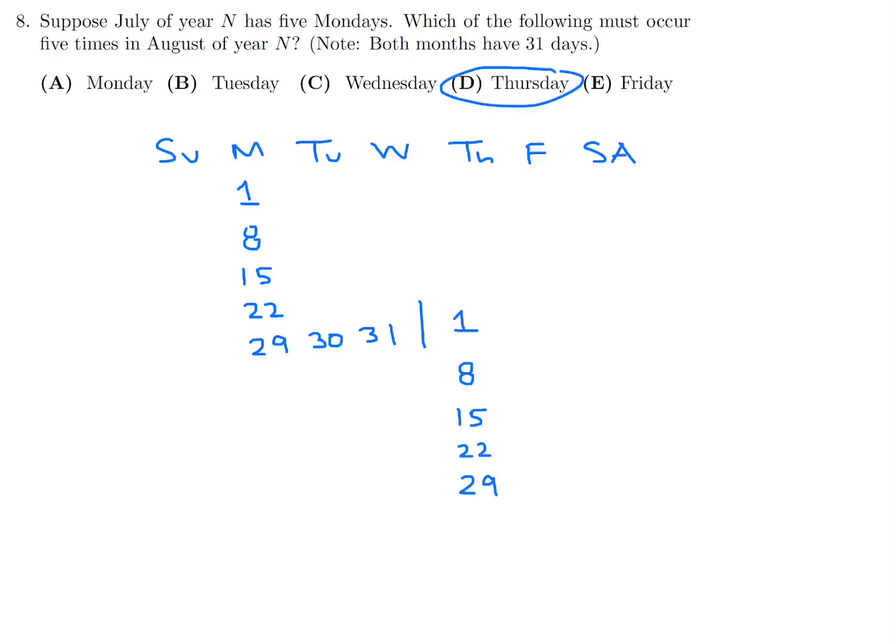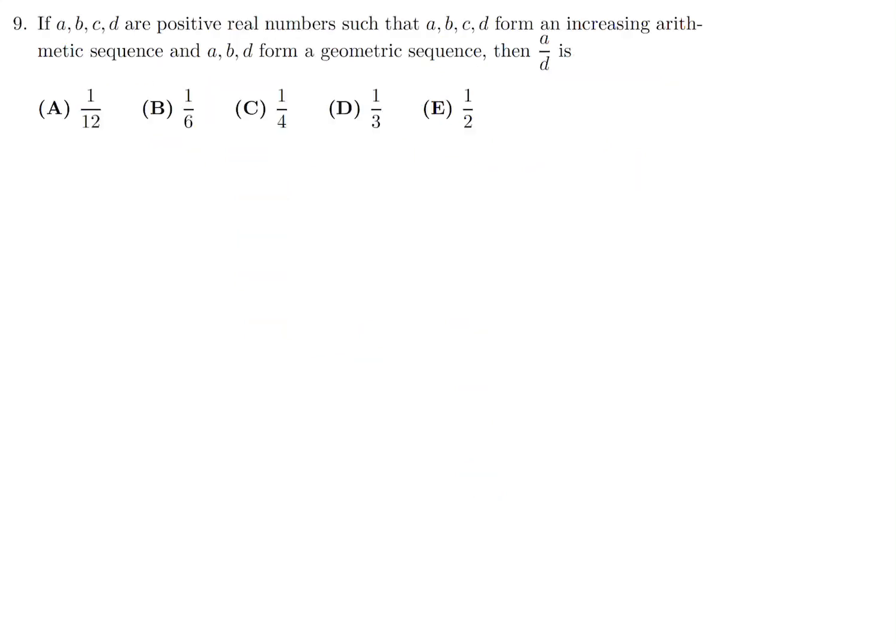And if you manipulated this in a little bit different way, like instead of putting the first of the month as Monday, you put the third of the month as Monday, you would find it works out to be the same, that you will get 5 Thursdays. All right. Number 9.